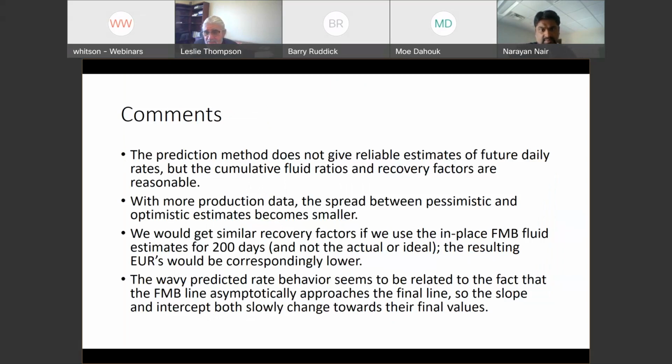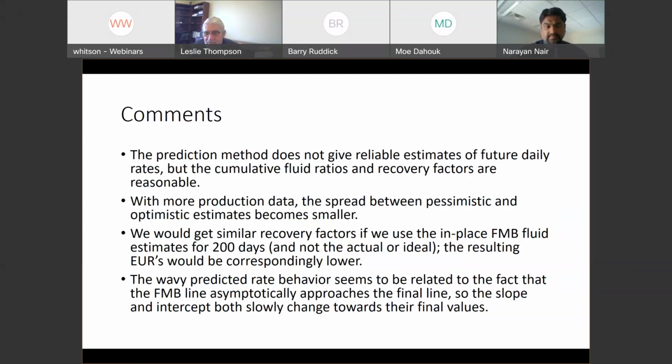The prediction method does not give reliable estimates of future daily rates. They are very wavy, but the cumulative fluid ratios are reasonable. The more production data you have, obviously, the smaller the spread between the pessimistic and optimistic cases. So obviously, in the very first case I showed you, we were close to the end anyway for the OGR and the WGR cumulative plots. It's very easy to extrapolate those. The problem becomes much more difficult the further away you are from the endpoint. But again, the closer you get to the endpoint, the better things become.